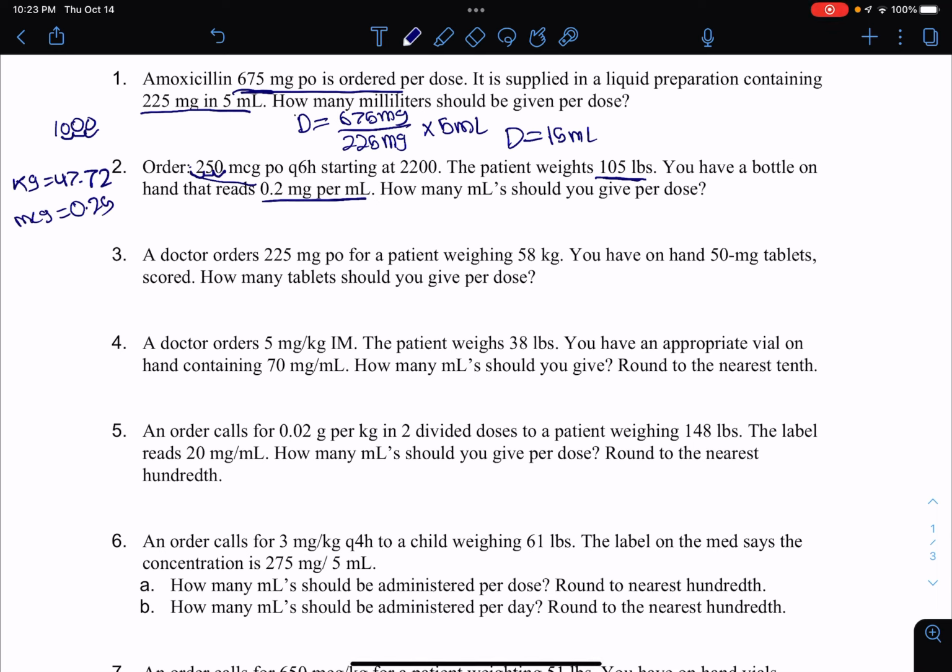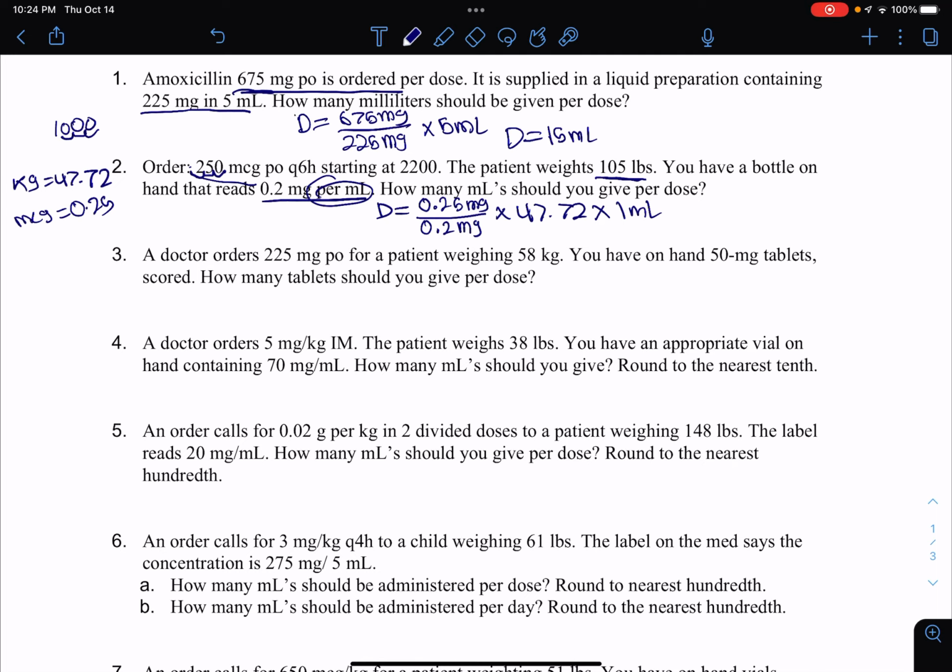Now that we have all that done, we can go forward. You're going to have your desired dose. D equals, we're going to take our 0.25 milligrams, our converted factor, and divide it by 0.2 milligrams. Now we're going to take our weight, which was 47.72, and we're just going to put that right in here. And then our last part, per milliliter, we're just going to multiply that by 1 milliliter.